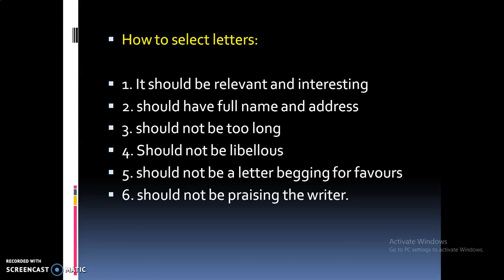Above all, the editor must ensure that every letter to the editor, whether selected for publication or not, must be acknowledged and a courteous reply sent to the reader. So this is very important. Whether it is published or not, the editor should acknowledge all the letters, and a courteous reply will be sent to the reader.